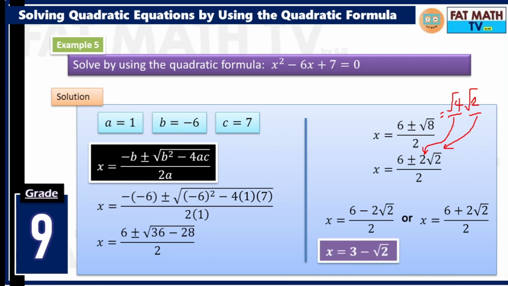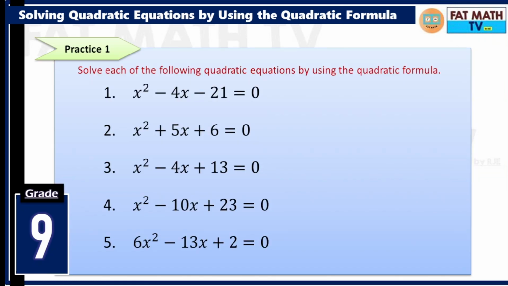You will have 6 divided by 2, that's 3. Negative 2 square root of 2 divided by 2, that's negative square root of 2. For the second one, 6 divided by 2 is 3, and then 2 square root of 2 divided by 2 is square root of 2. So these are the answers. These two numbers are real numbers, but they are not rational. So they are two irrational numbers.